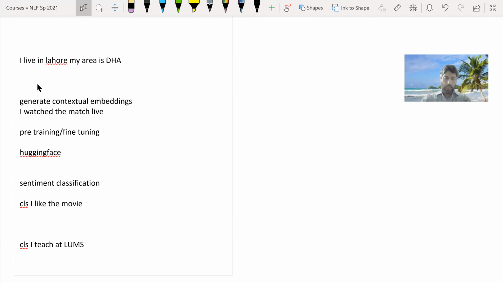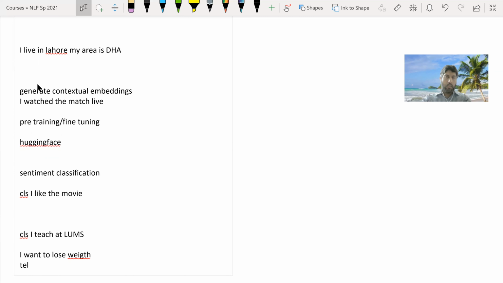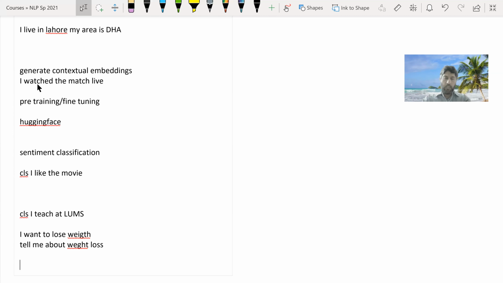Okay, so for example, let's say if you want to do paraphrase detection. Paraphrase detection can also be done in the same way. Let's say I have a sentence, I want to lose weight. Tell me about weight loss. Both of these are paraphrases. They have the same meaning. So paraphrase detection using a transformer or using BERT, for example, would be done in a similar way. So you will have a CLS token.